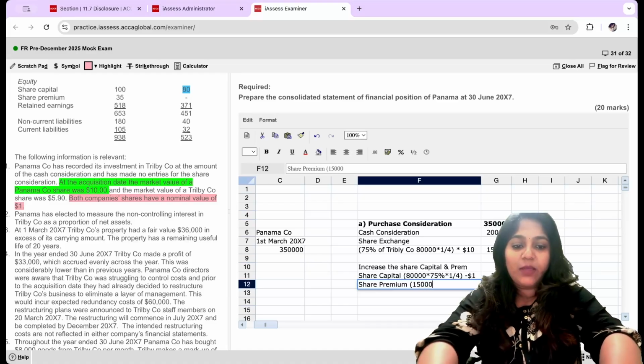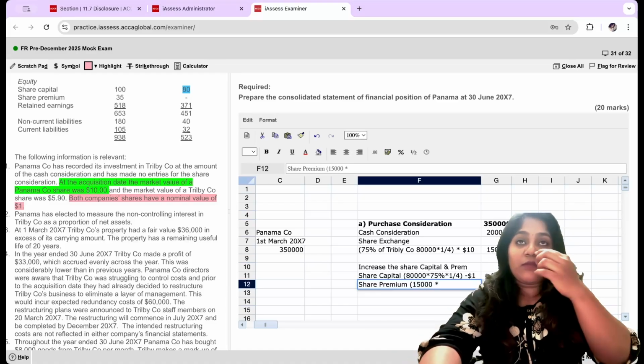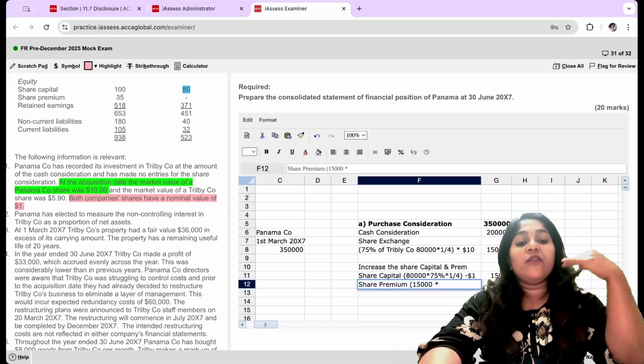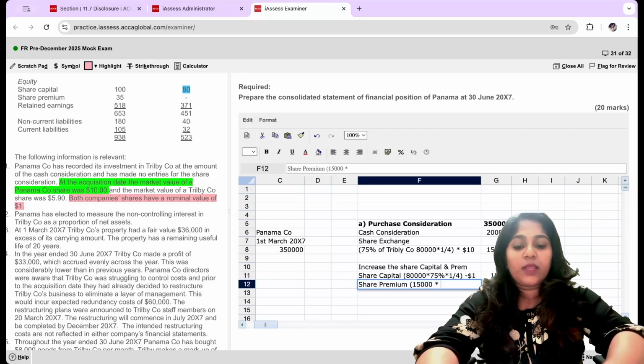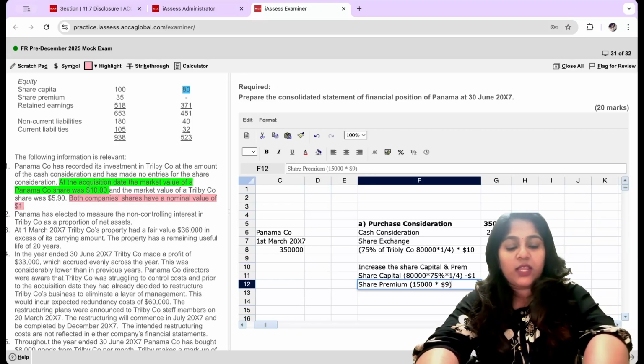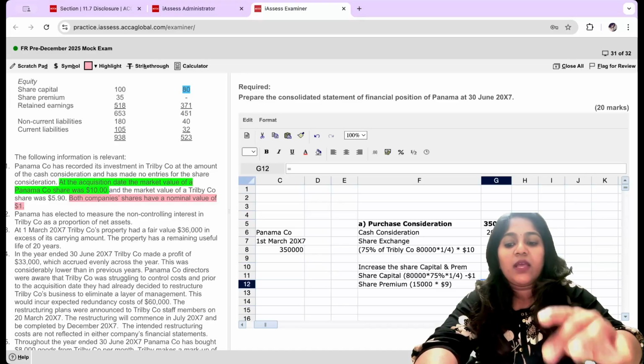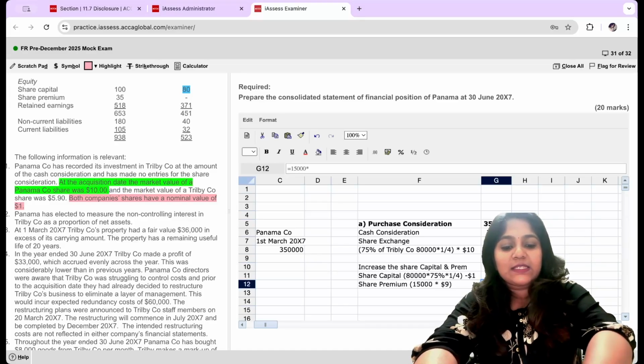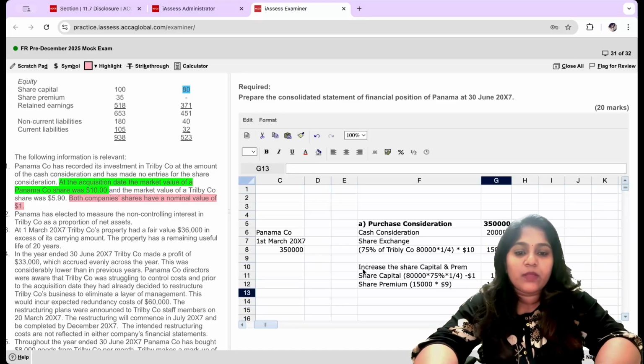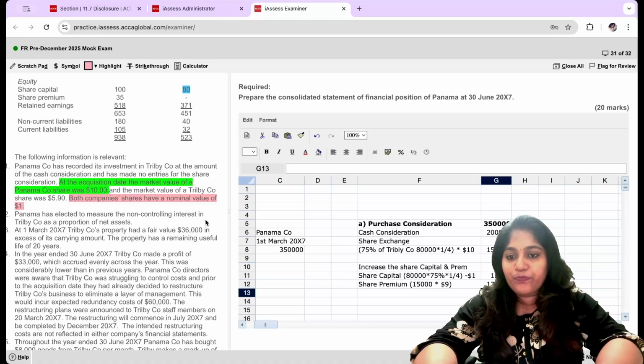Because I'm issuing 15,000 shares, but I'm giving at a market value of $10, where my face value is $1, the remaining $9 will be treated as what? $9 will be treated as share premium. It's my job to go ahead and increase that in my share capital and share premium. So this is something that you should know.